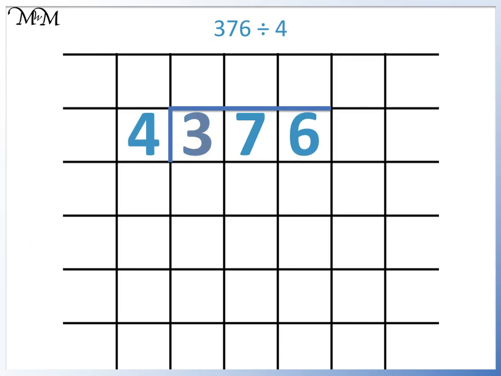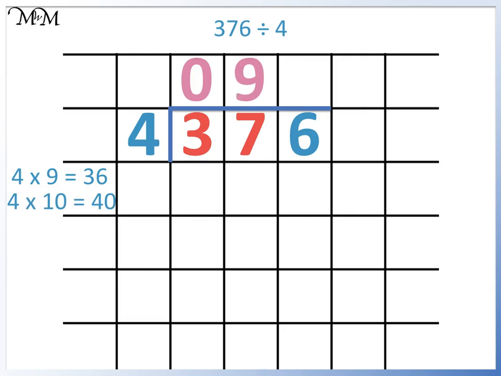4 divides into 3 0 times, because 3 is smaller. So we see how many times 4 divides into 37. From our times tables, we know that 4 times 9 equals 36, which is just less than 37. And 4 times 10 equals 40, which is greater than 37. So 4 must only divide into 37 9 times.